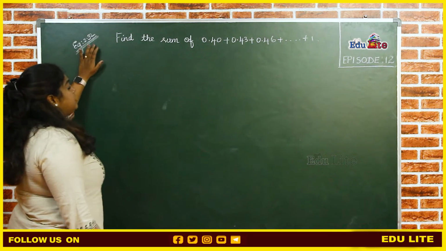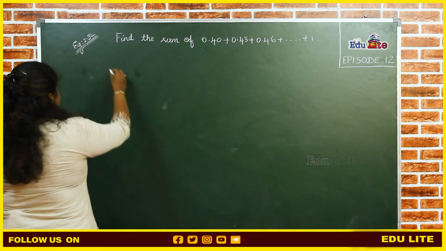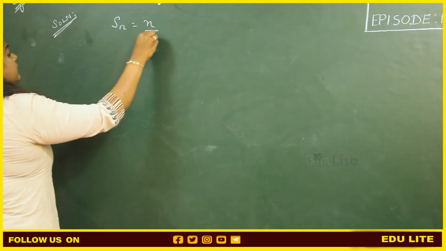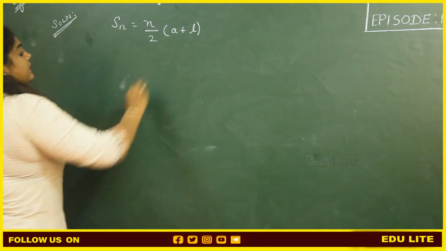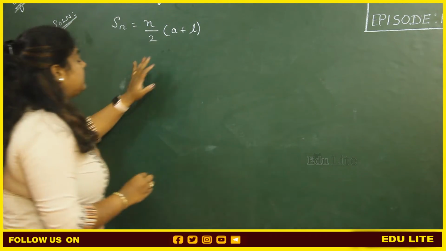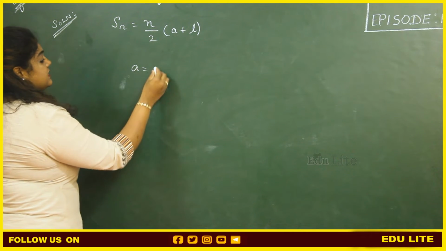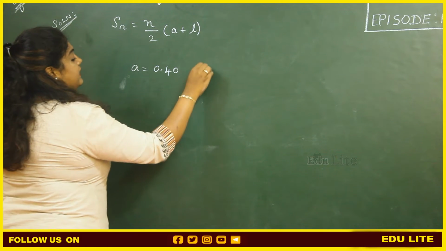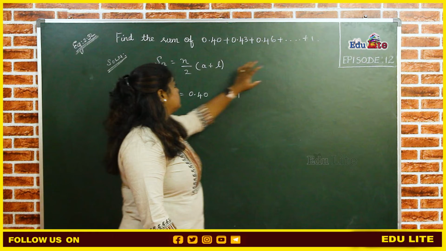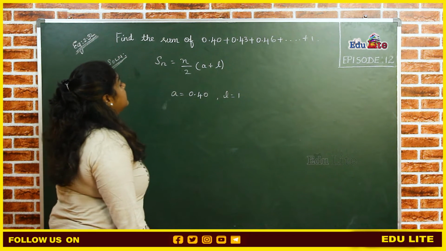In example 2.32 also, we have to find the sum of the following series. So, for finding this, we have to use the formula Sn is equal to n by 2 times (a plus L). Why am I using this formula? In this series we have the first term as well as the last term. So, we can use the formula n by 2 (a plus L). The a value is the first term in the series, which is 0.40, and L is equal to 1. We don't know the value of n because it is not given. So, we have to find the value of n first, then we can use the above formula to find the sum of the terms.